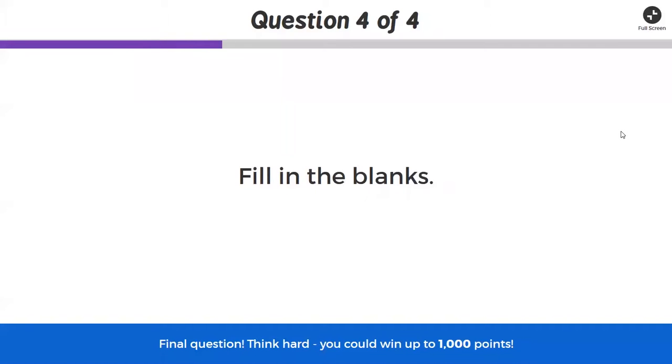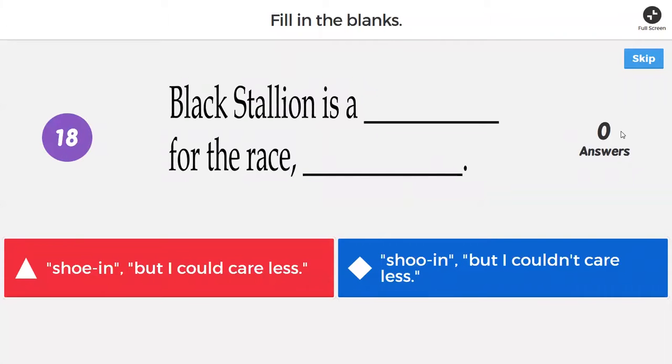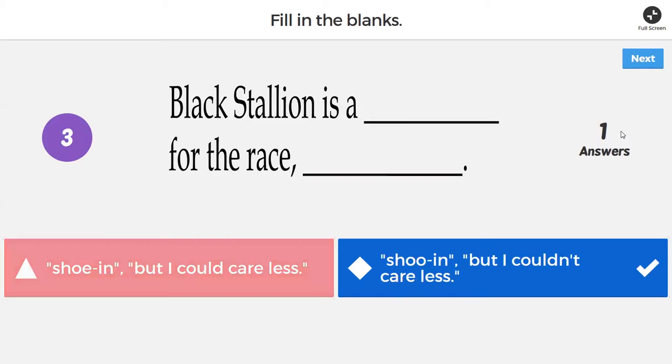Fill in the blanks. Black stallion is a blank for the race, blank. We have shoe in, but I could care less. Shoe in, but I couldn't care less. So the shoe-ins are spelled differently. And we have a but I could care less and but I couldn't care less. Black stallion is a shoe-in for the race.